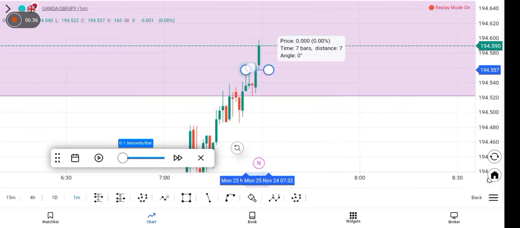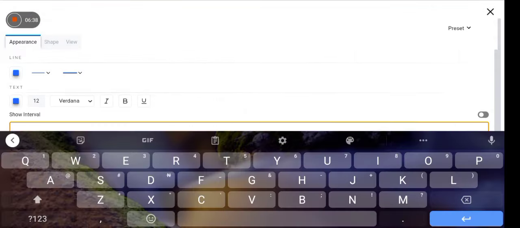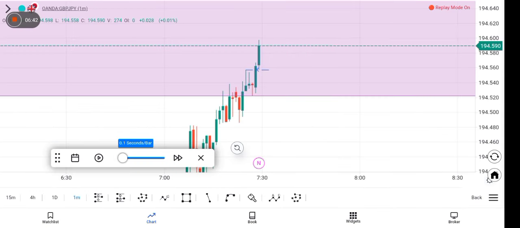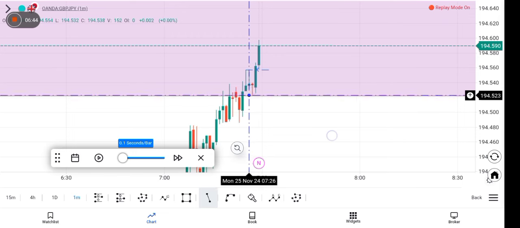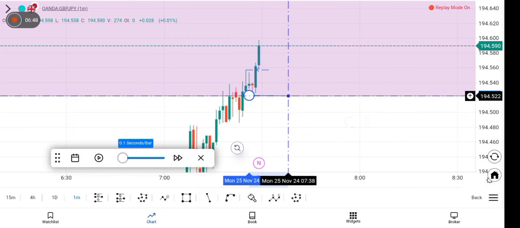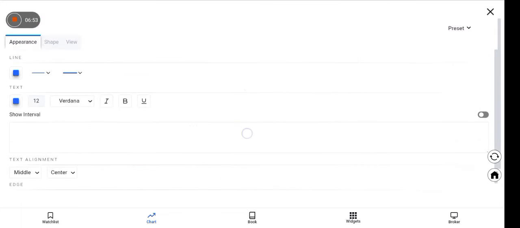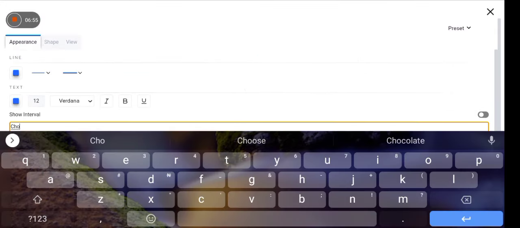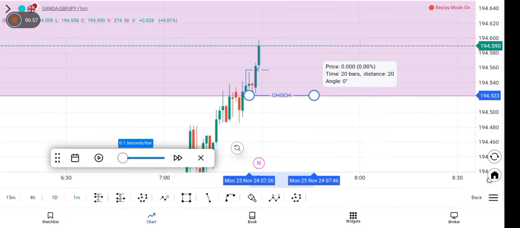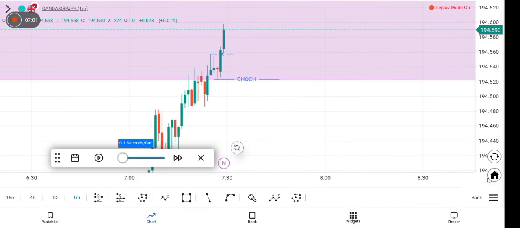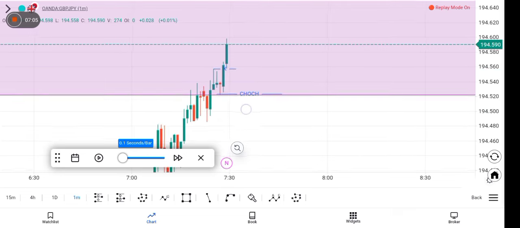So what are we now waiting for? We are now waiting for price to either break it or form another low. Once price breaks it like this, this will become our change of character, and then you'll be looking for sells. And when price breaks it, you have to allow price to close below before you sell.